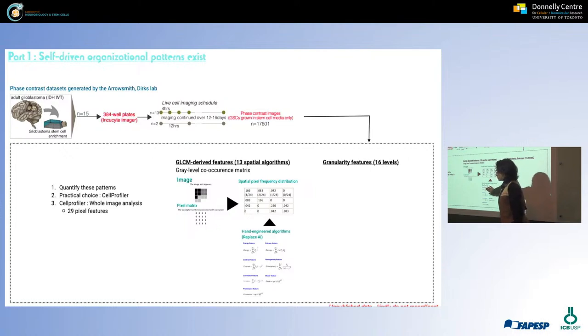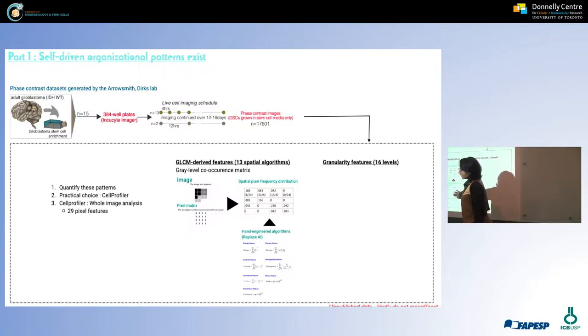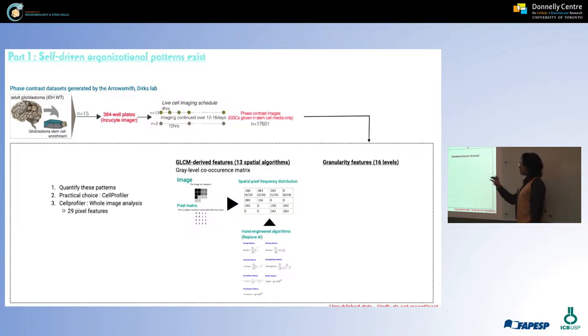Now, it's all been replaced by AI. But I would strongly suggest you use hand-engineered features first before using AI, because you can understand these mathematical algorithms, but you will not understand what is coming out of a deep learning neural network.